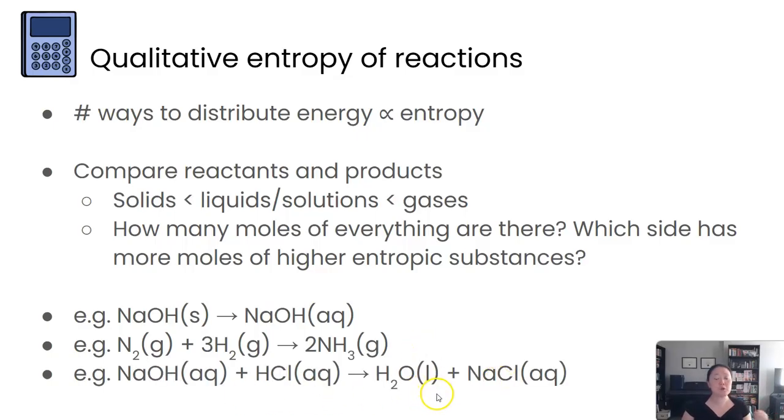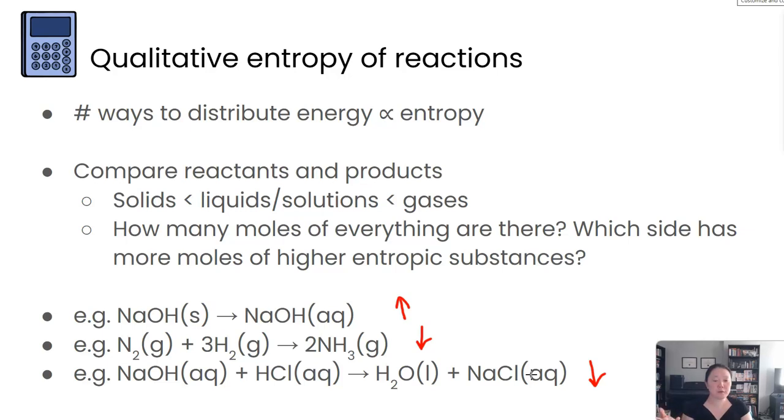Now for this third example, everything is in solution. So let's take a look at species to introduce that disorder. You have your sodium hydroxide, which is going to give you sodium ions and hydroxide ions, your hydrochloric acid, which will give you hydrogen ions and chlorine ions, as opposed to your right side where you have water, and then you will have 2 moles worth of ions. So you have 4 moles worth of ions on the left side and really 3 moles of liquid solution-y stuff on the right side. And so this third one is also going to be a decrease in entropy.